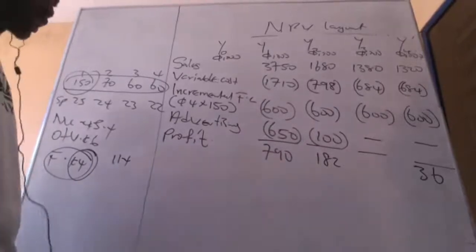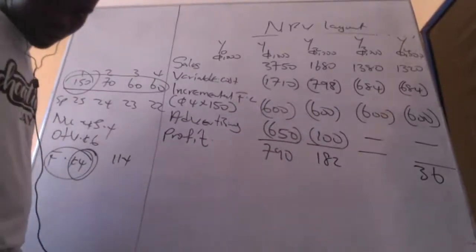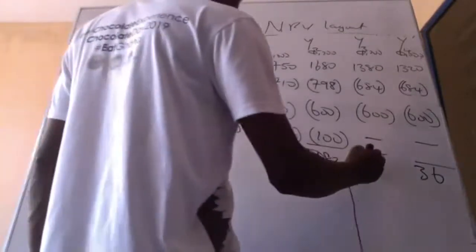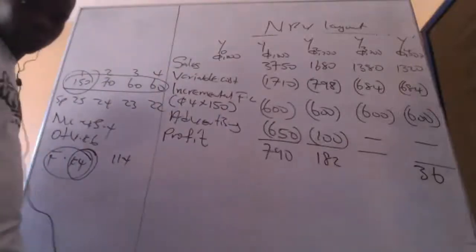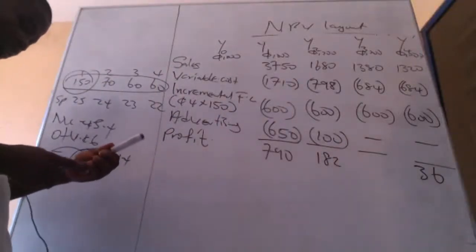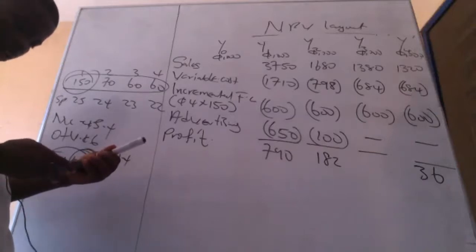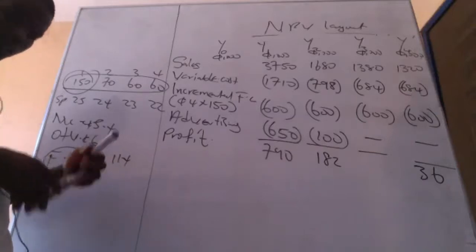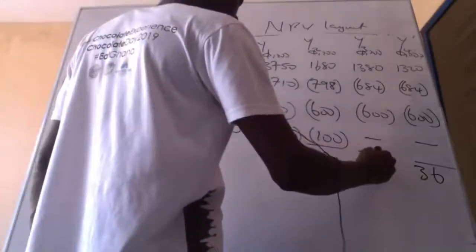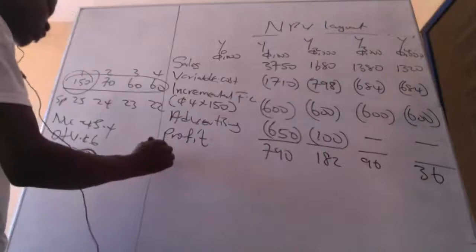Year 2, what do you get in year 3? Year 2 is 182. Okay, so 182. Okay, so confirmed. And then year 3, 1380 less 600 less 684. That's 96 and good. Year 3. Good, so that's the profit. Now let's go to tax.